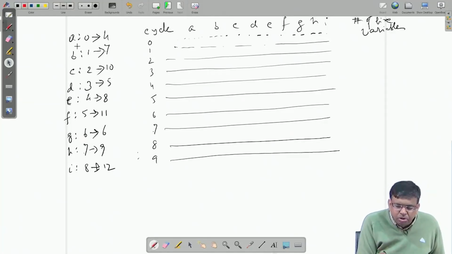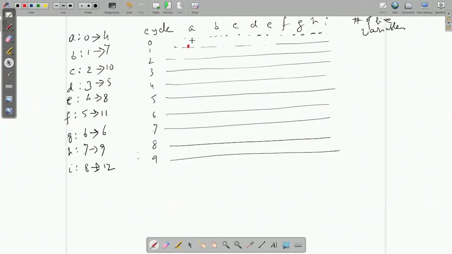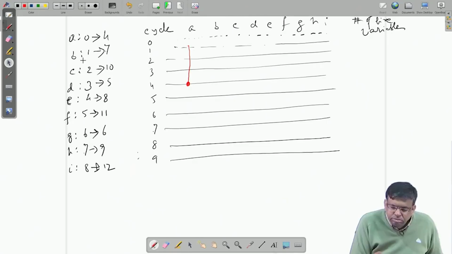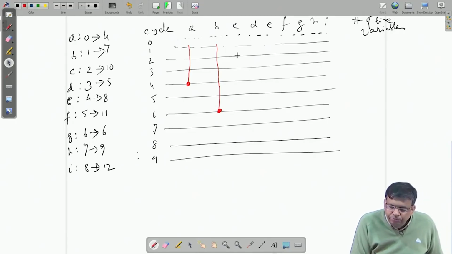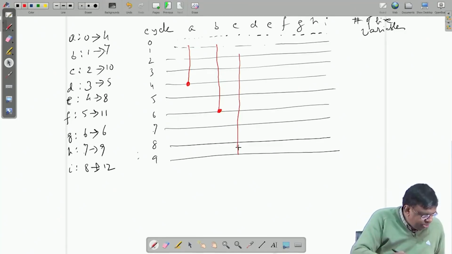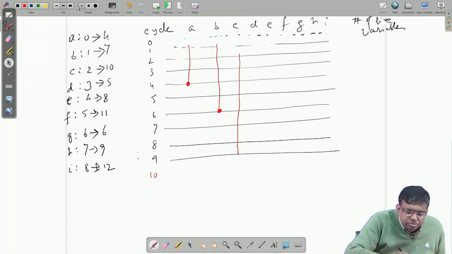Let's start with A. A is born in cycle 0 and goes up to 4. So, 0 to 4. Then B. B is born in cycle 1, goes up to 7. C is born in 2, goes up to 10. So, C born here goes up to 10. Oh, that means I need more lines, sorry. In fact, I need a few more lines.